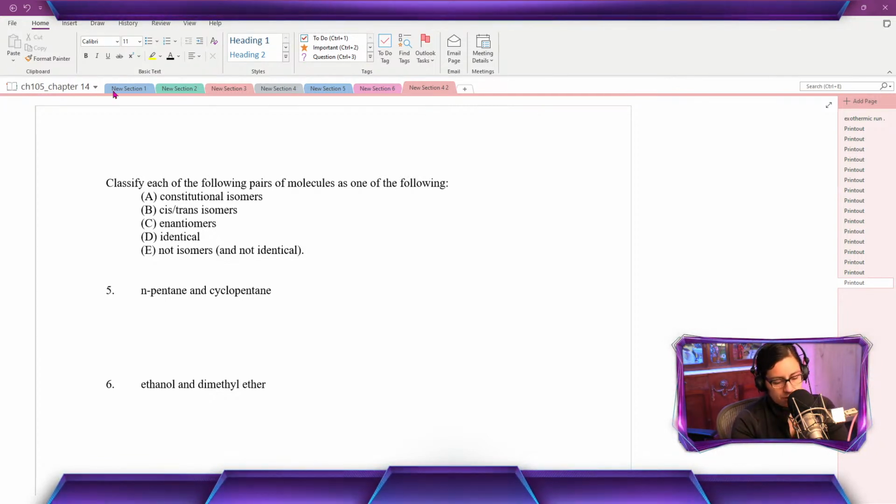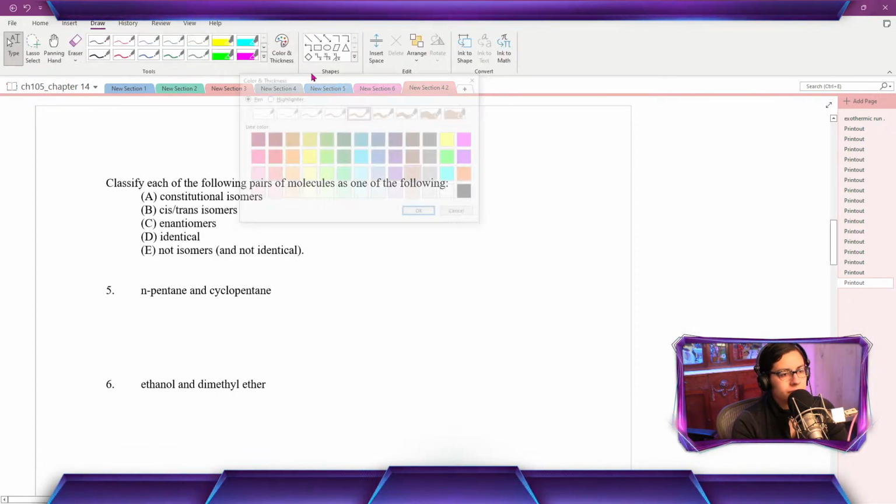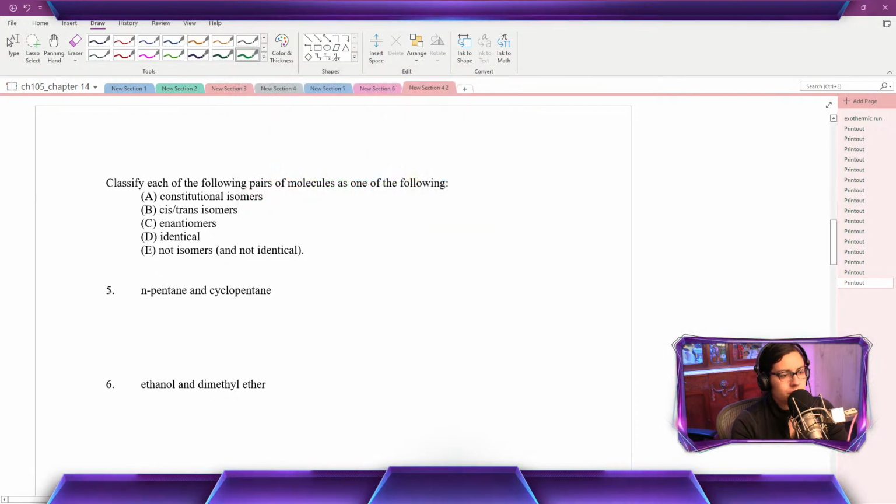So I would start by just writing what these are. So N-pentane, 1, 2, 3, 4, 5. And then cyclopentane, 1, 2, 3, 4, 5. And now let's write our formulas. So this is going to be C5H, now it should be 12, back from our alkane unsaturated rules, but let's just count it. 1, 2, 3, 4, 5, 6, 7, 8, 9, 10, 11, 12.